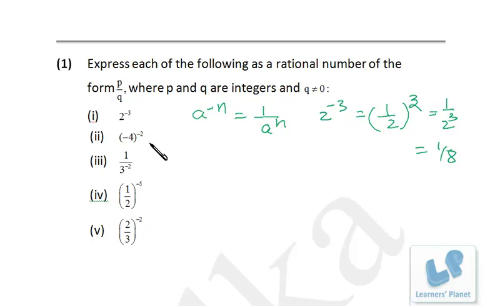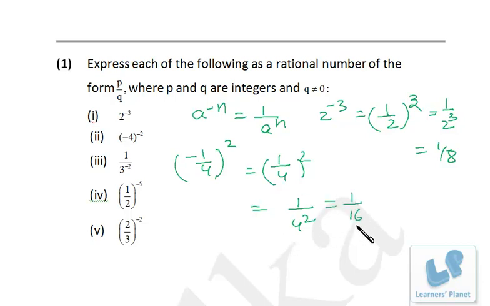Similarly, it is (minus 1 by 4) raised to minus 2. So first of all, just make the power positive, and to make the power positive, take the reciprocal of minus 1 by 4. So that's (minus 4 upon 1) raised to 2. Now what? An even power of a negative number will be positive only. So it's 4 square, and 4 square is 16. So finally it is 16.